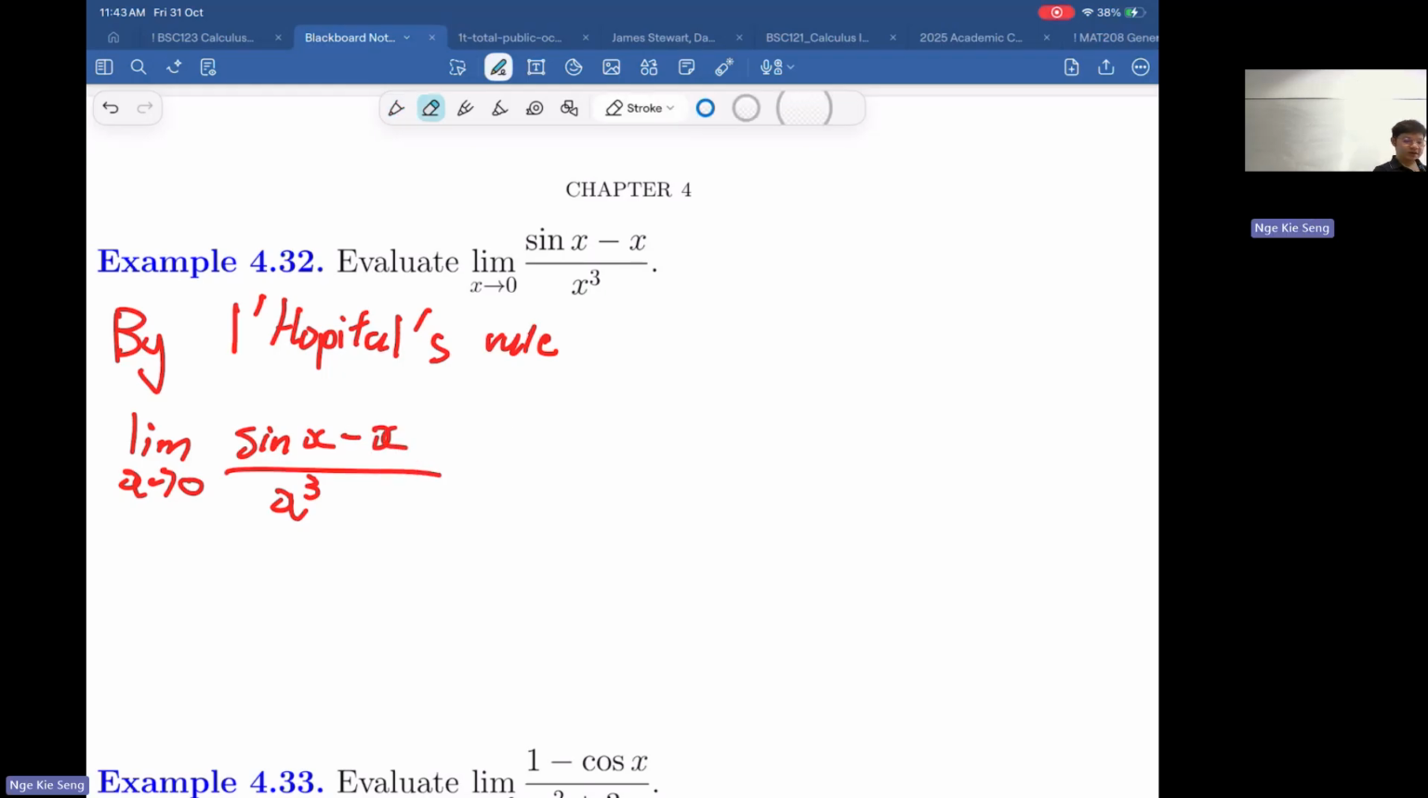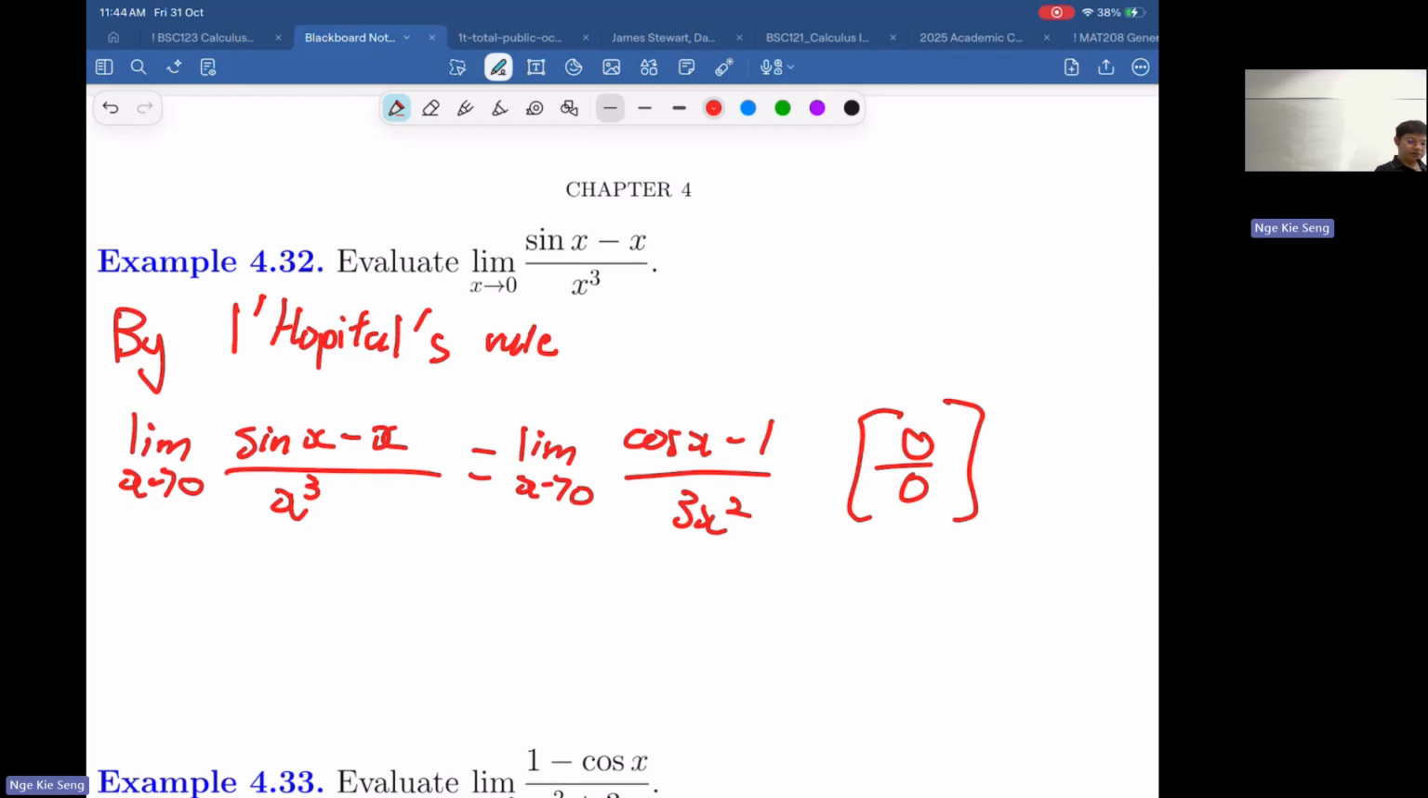If you do it the first time, you will get (cos x minus 1) over 3x squared. But if you try to substitute 0 into x again, you get 1 minus 1, 0 on the numerator, and 3 times 0 squared, 0. So you get an intermediate form of 0 over 0. So apply L'Hopital rule again. Then you get negative sine x over 6x. Okay, because you get 0 over 0.